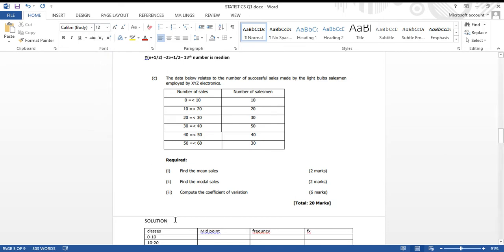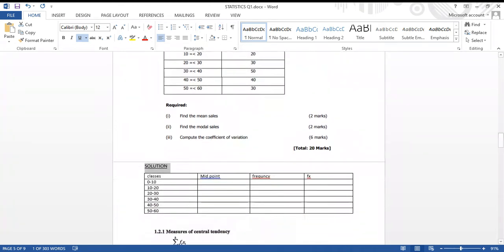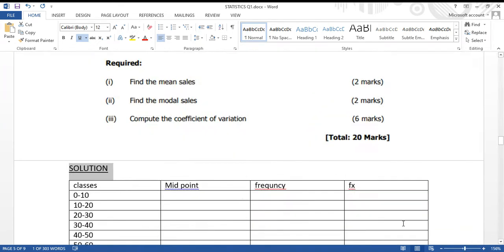If the font is too small, just let me know. Yes, just adjust it a bit.